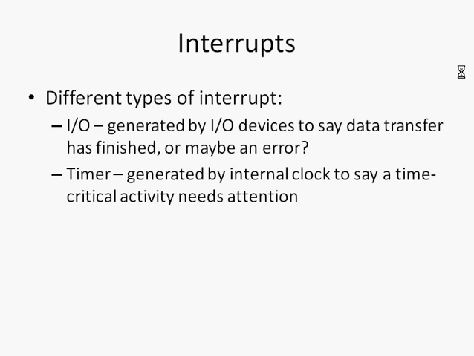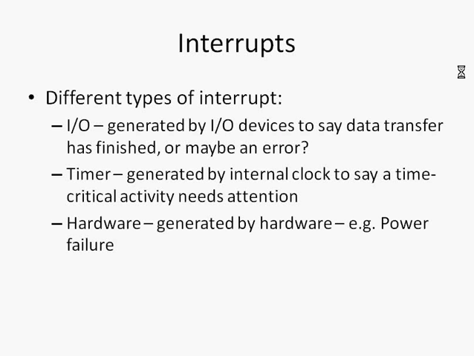There are timer interrupts, and these are generated by the internal clock of the computer to say that a time-critical activity needs attention. There are hardware interrupts, which are generated by pieces of hardware, such as the power supply sending a signal to say that there might be power failure, and that one is actually the highest priority of an interrupt that there can be, so that the operating system can try and close down gracefully before all power is gone.